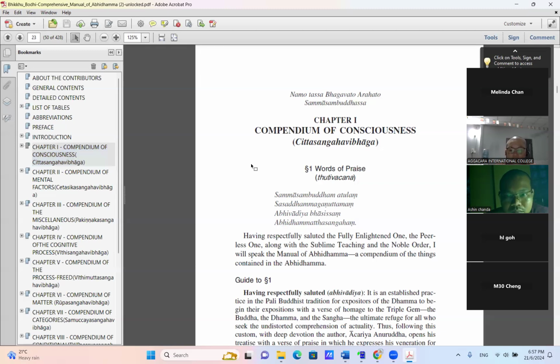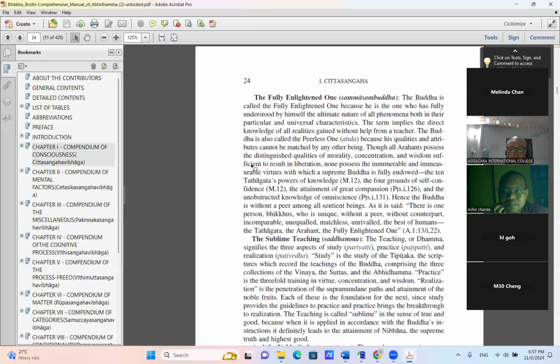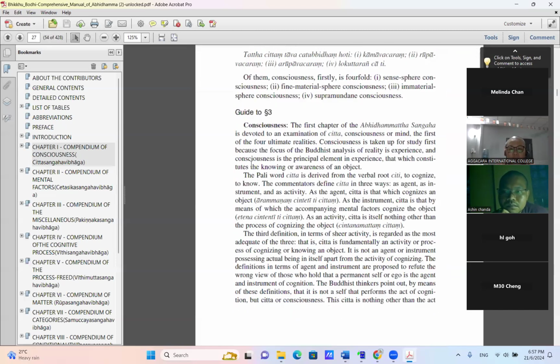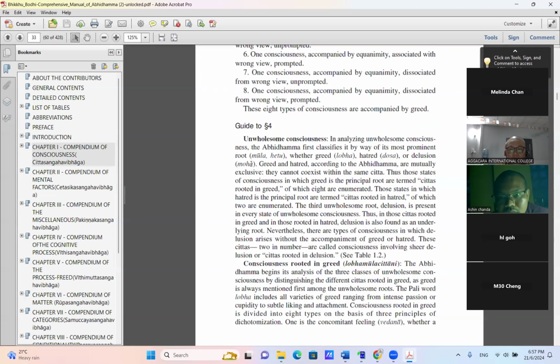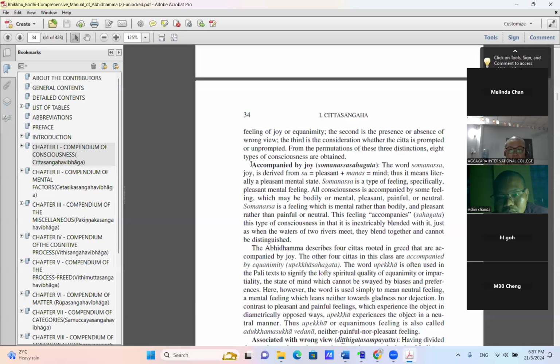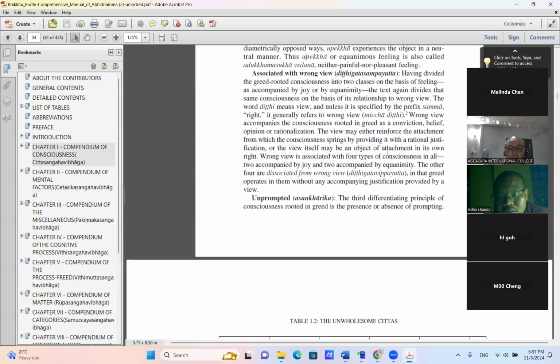Why I don't teach chapter 1 first is because you can see there are many cittas and there are many things you need to know. Okay, so we look for the meaning of this. Lobha. Okay, you can see the text here. So let me make it a little bigger.